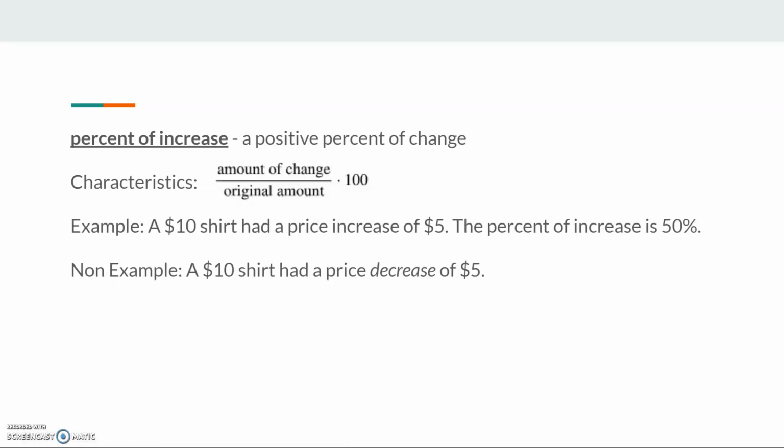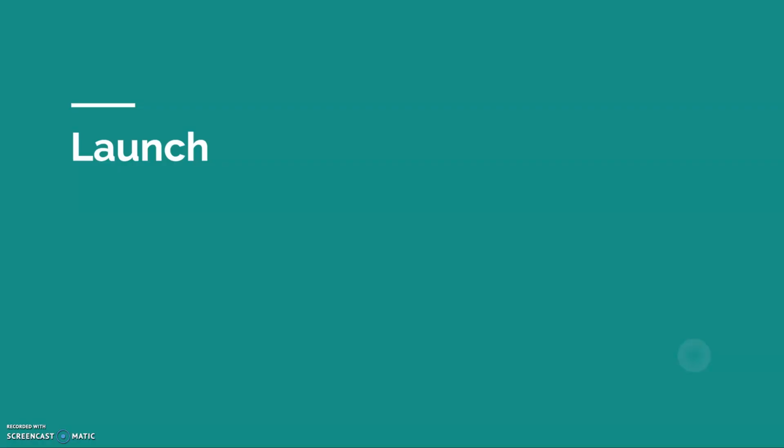A percent of increase is a positive percent of change. For example, a $10 shirt has a price increase of $5. The percent of increase is 50%. A t-shirt had a price decrease of 5%. So remember, with a percent of increase, the original amount goes up. With a percent of decrease, the original amount goes down.